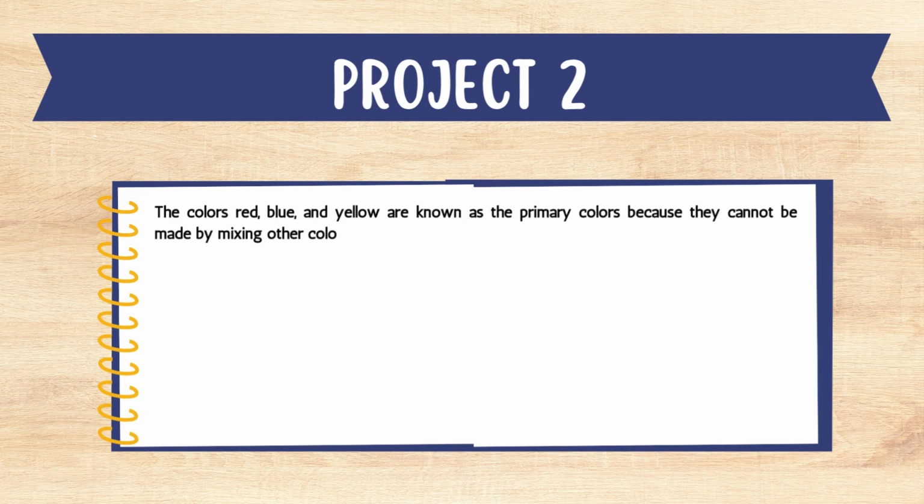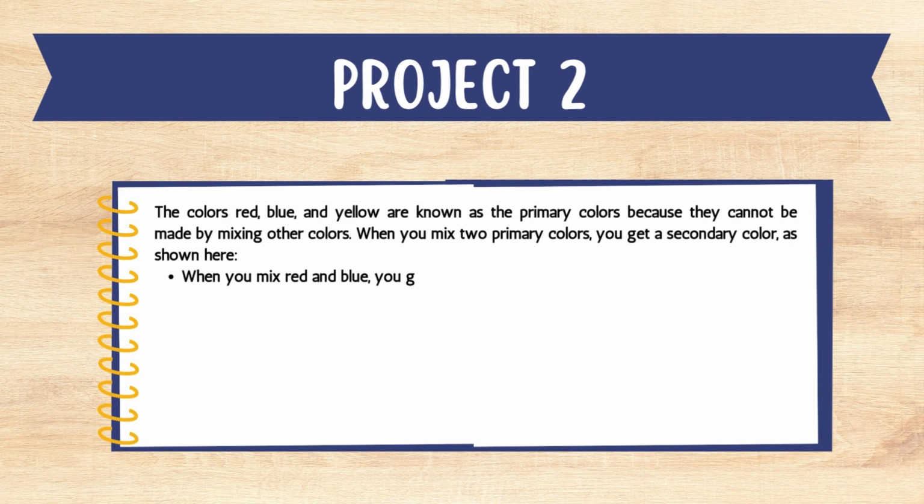Project 2. The colors red, blue, and yellow are known as the primary colors because they cannot be made by mixing other colors. When you mix two primary colors, you get a secondary color, as shown here. When you mix red and blue, you get purple. When you mix red and yellow, you get orange. When you mix blue and yellow, you get green.